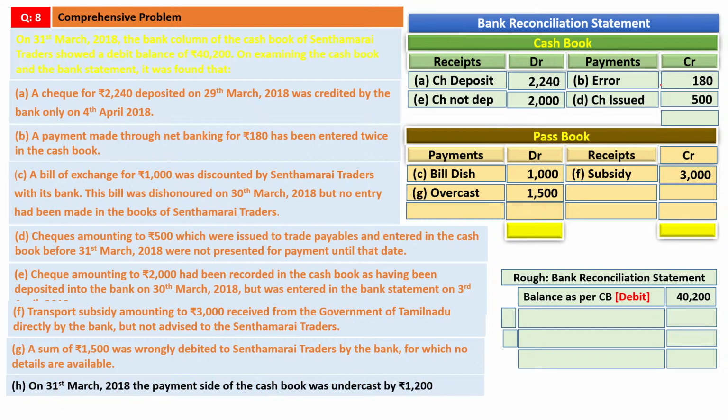Okay, it's missed to be recorded. I'll just discuss. Now, I'll start with the 40,200. What you have to do? You have to add what? We start with the debit balance. So we have to add the opposite side credit balances. The total of credit side here being how much? 3,680. That should be added.